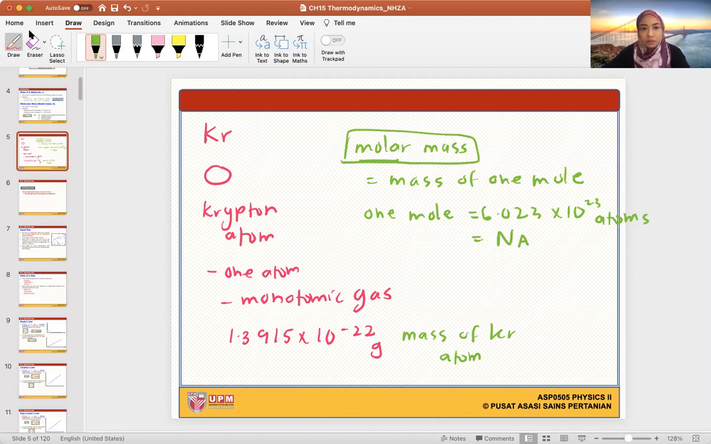Kenapa sharing is paused? Can you guys see this screen? Yes, doctor. Yes, doctor. Yes, doctor. Okay. Sebab dia tulis sharing is paused. Okay, that's good. Nasib baik tak.